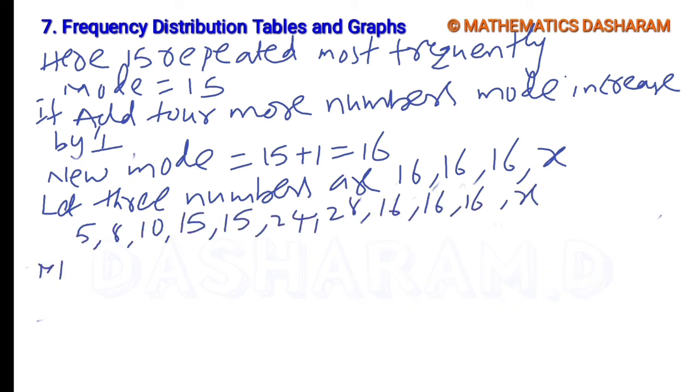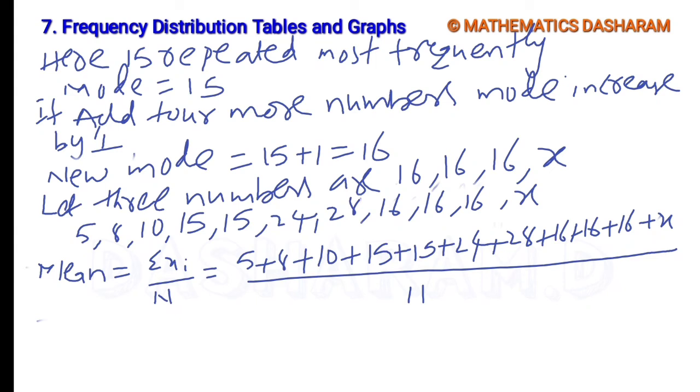Now let's find out the mean. Mean equals sigma xi divided by capital N. Sigma xi means add all observations, 5 plus 8 plus 10 plus 15 plus and so on, divided by 11. But as per the question, the mean remains the same. So no change in the mean even after adding the 4 observations. So what is the mean? 15. So 15 equals, let's add all these numbers, 153 plus x divided by 11.